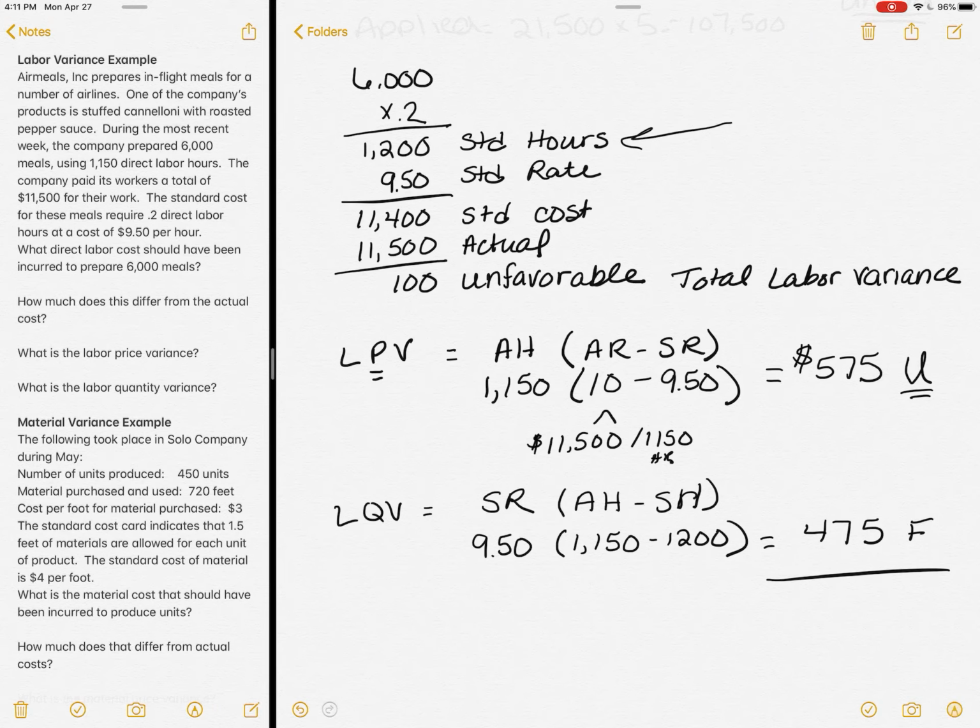And if I look at this, I can see where that total labor variance is coming from. I can see that I had 575, or 575 minus the 475, because one's favorable, one's unfavorable. Therefore, I have a $100 difference that is unfavorable, which reconciles to my total variance.